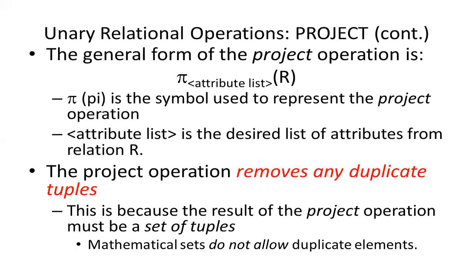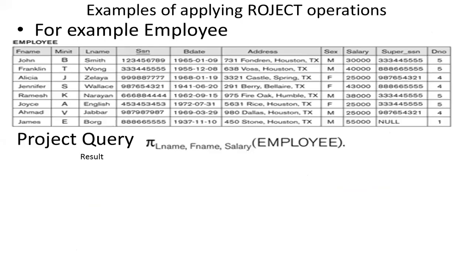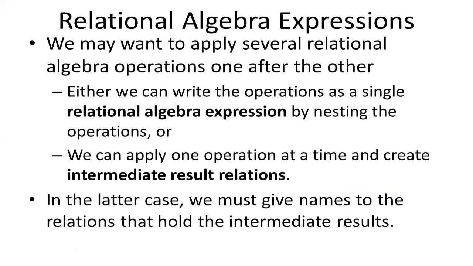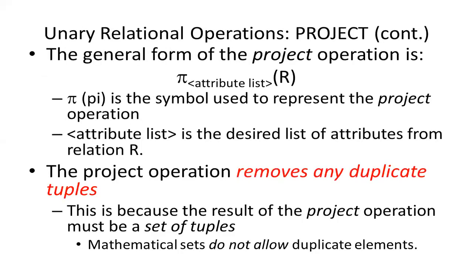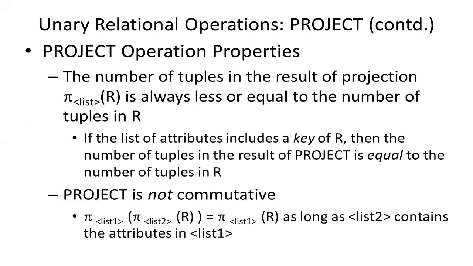The project operation removes any duplicate tuples. If you have any duplicate tuples in the given table, they will be eliminated. This is because the result of the project operation must be a set of tuples. Okay, so the next one is the project operation properties.